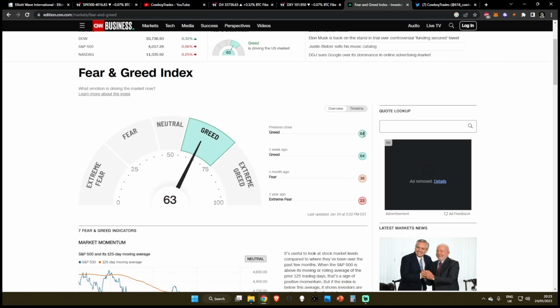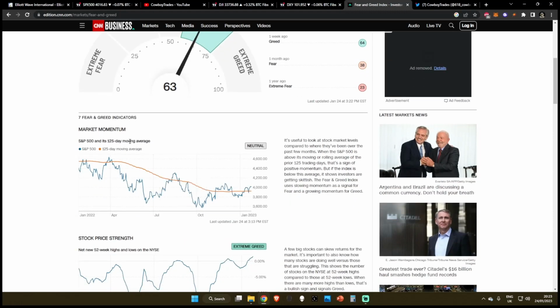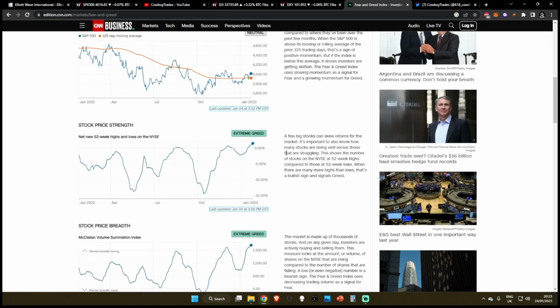Previous close was at 64, so we are currently sitting in greed. We've been looking at this for a while, but we're about halfway through greed, meaning that we're very close to extreme greed right now. Market momentum, S&P 500 and its 125-day moving average: we're basically right above this trend line and technically neutral, but if we push up much further, this will obviously be pushing us into greed.